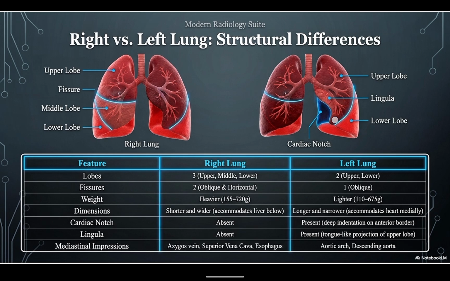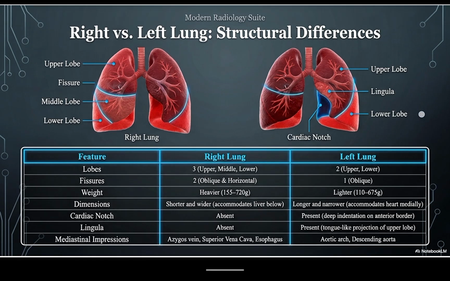It's like a tongue-like projection, as you can see there, and this lingula is absent in the right lung but present in the left lung. Don't forget that the lingula is present in the left lung. It is a tongue-like projection from the superior lobe, and it is at this junction.